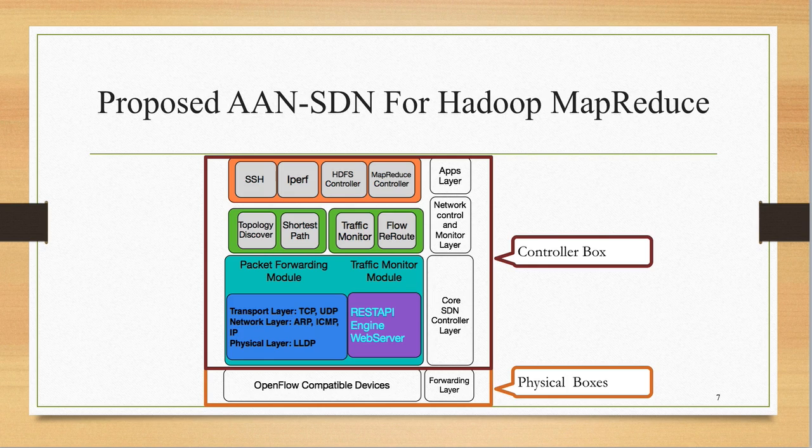In the application layer, we implement the Hadoop-specific functions, such as SSH for node communication between Hadoop nodes, iPerf for background traffic injection, HDFS for Hadoop file system management, such as read and write, and also the MapReduce traffic shuffle control.